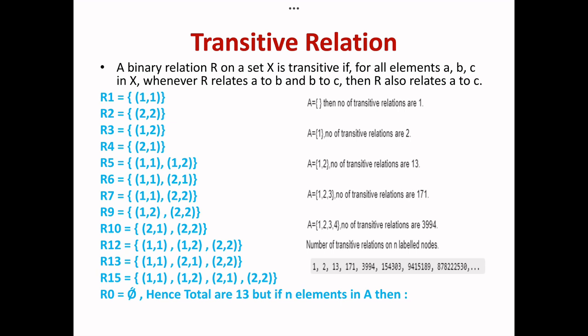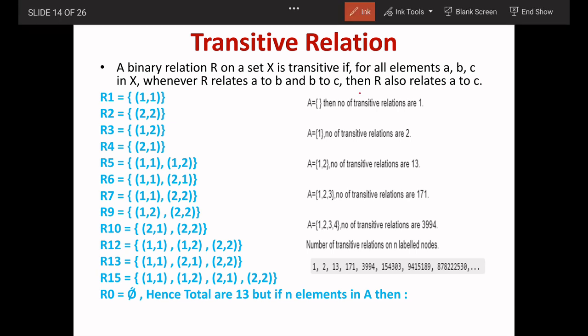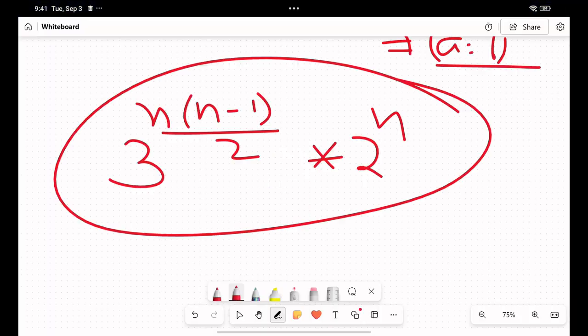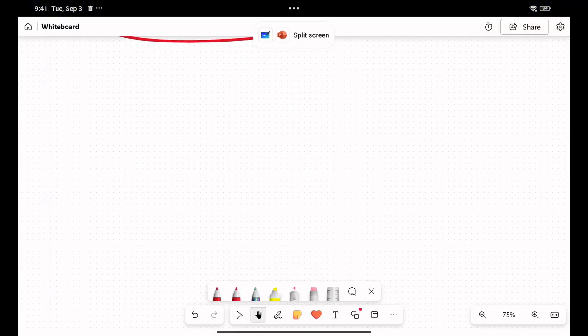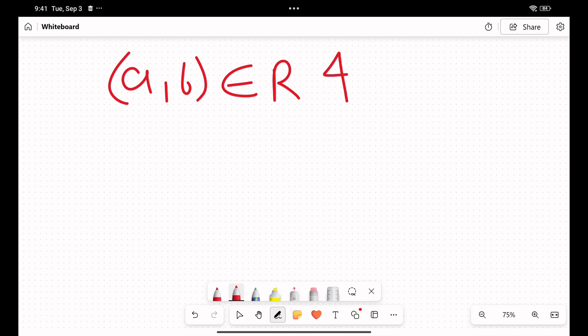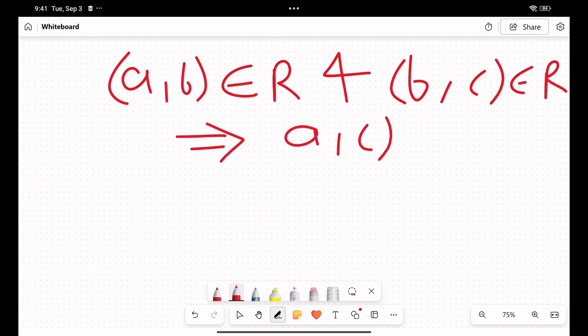Now next, after antisymmetric, transitive relation. So what is the transitive relation? I will explain you transitive relation here. What is the meaning of transitive relation? If (A, B) belongs to R and (B, C) belongs to R, it implies that (A, C) must belong to R. What is the meaning of this?